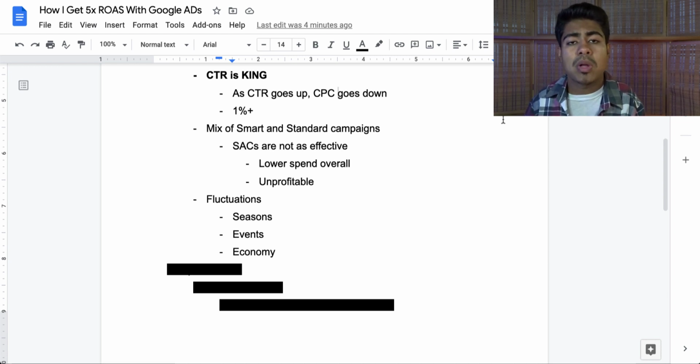But that brings me to the next point, and that is fluctuations. Now, with Google Ads, a lot of people think that since it's such a profitable campaign, much better than Facebook, you should be profitable every single day, and that is far from the truth. There's a lot of things that come into play when it comes to Google Ads or just any advertising platform in general: seasons, events, the economy, what's going on in the world.